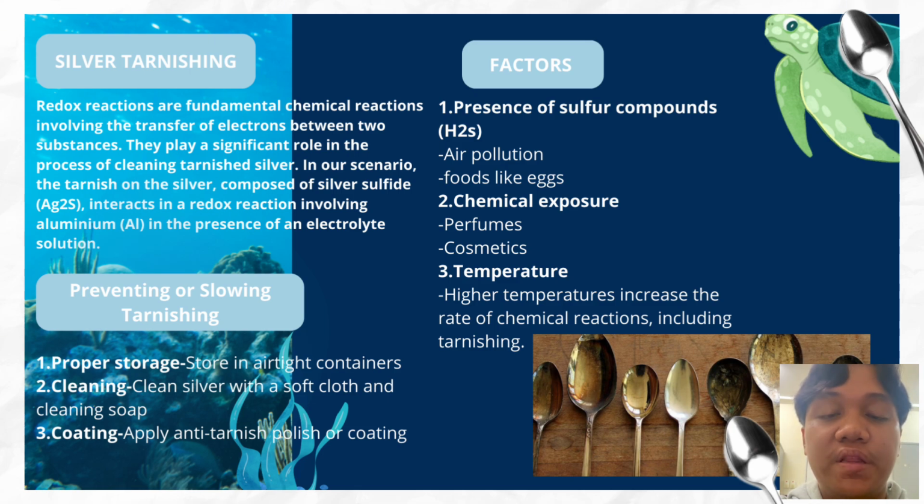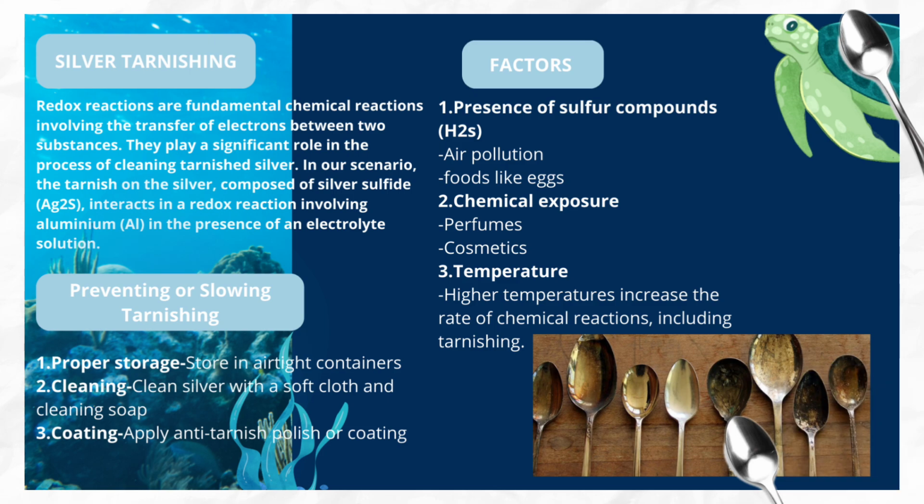We can prevent or slow tarnishing by keeping it in proper storage, which is stored in airtight containers. Second, we should clean a silver spoon by using a soft cloth and cleaning soap. Lastly, we can apply an anti-tarnish polish or coating.